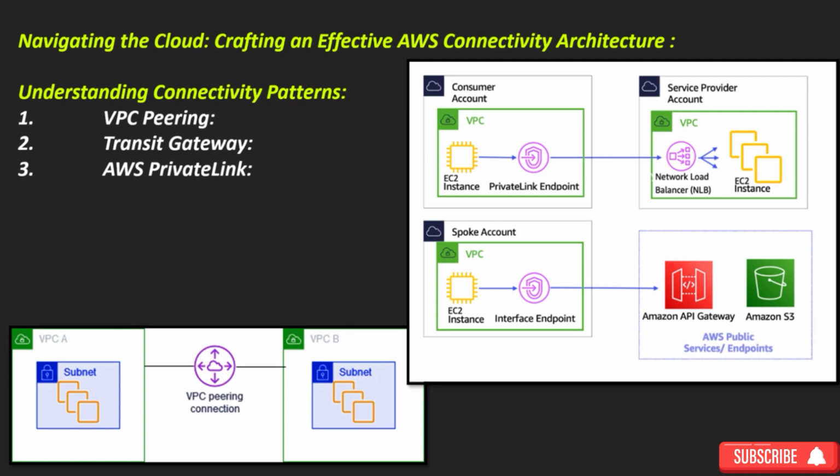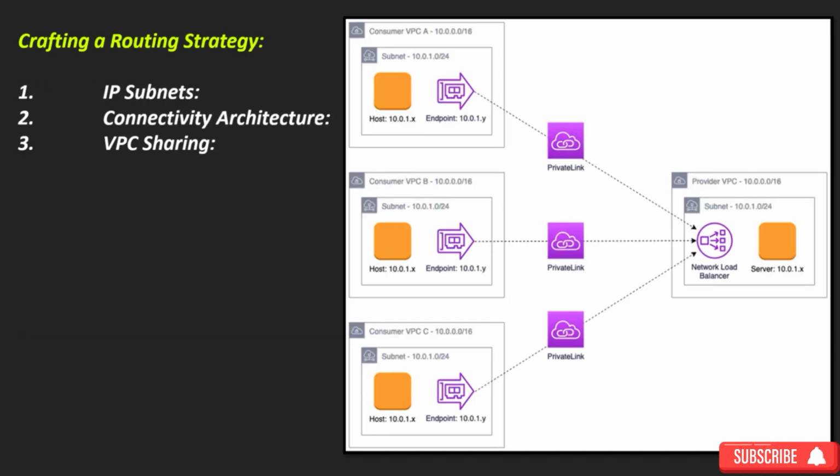Now, crafting a routing strategy, starting with IP subnets. Careful planning of IP subnets is essential to prevent overlaps and ensure efficient use of address space. We need to utilize CIDR blocks effectively, considering future scalability and potential mergers or acquisitions too. According to the connectivity architecture, design a resilient architecture that spans multiple AWS accounts and regions, and leverage AWS Direct Connect or VPN connections for secure communication with on-premises networks too.